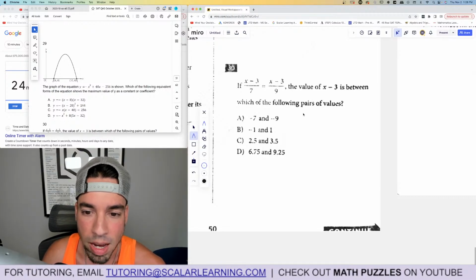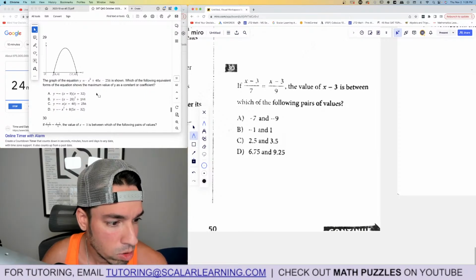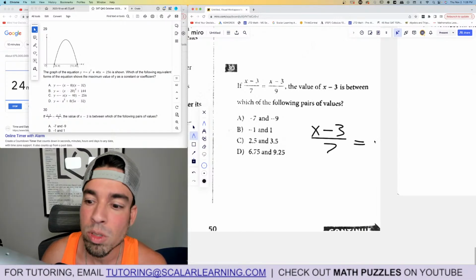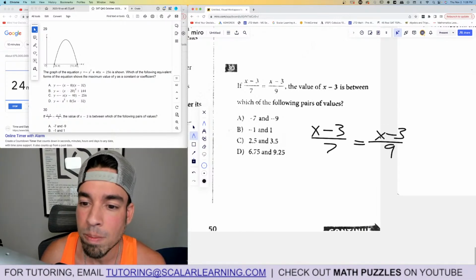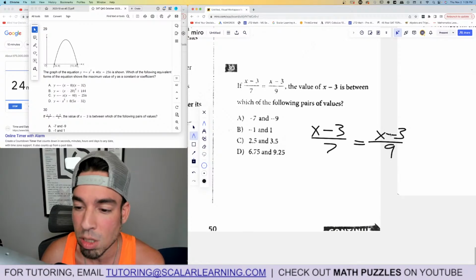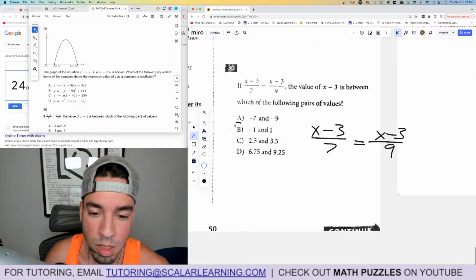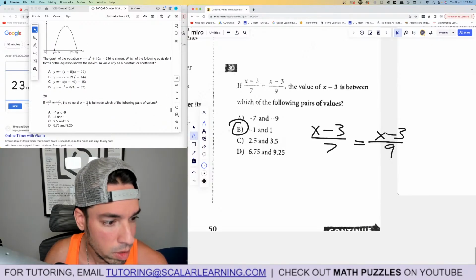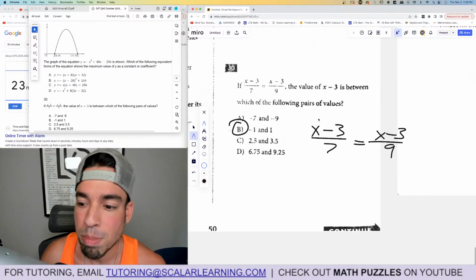free response. If x minus 3, let me just make sure I'm reading that right. Scroll down. Okay. If (x minus 3) over 7 equals (x minus 3) over 9, the value of x minus 3 is between which of the following pairs of values? Well, it's definitely 0, because how else could I have something divided by 7 equals something divided by 9? So it's B, negative 1 and 1. Let me just make sure. Yeah. I mean, should I even bother trying to solve this?